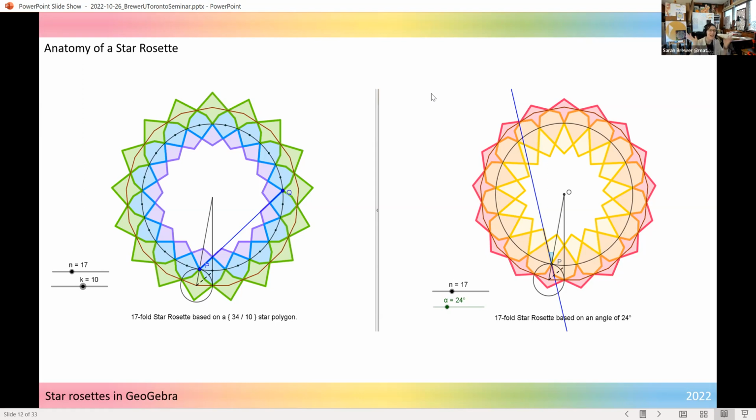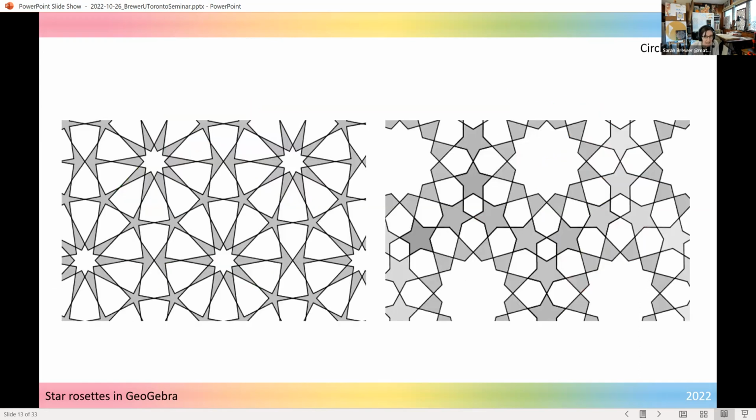But anyway, this star polygon is defining the angle of the rosette. So that's sort of the main point there. Okay, so traditionally, these patterns are constructed with a compass and straightedge, and this is what we see in the final pattern. This is the tiling we see, or the stone jali screen, or whatever.